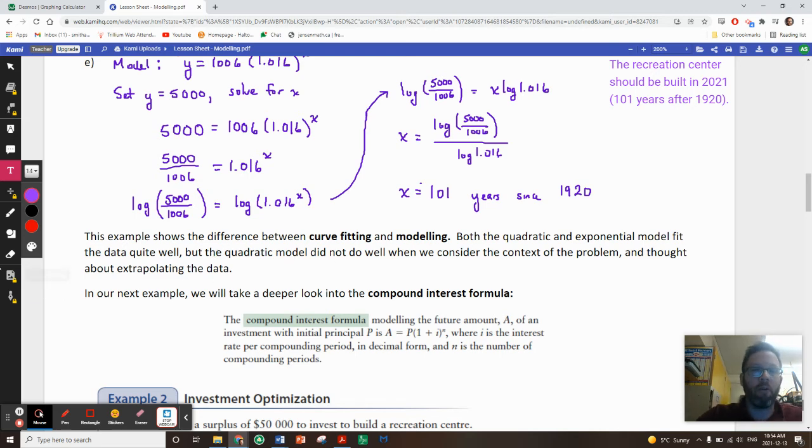So when you're choosing a model, you definitely have to consider the context of the problem and think about how it extrapolates. What does it say in the past? What does it say in the future?